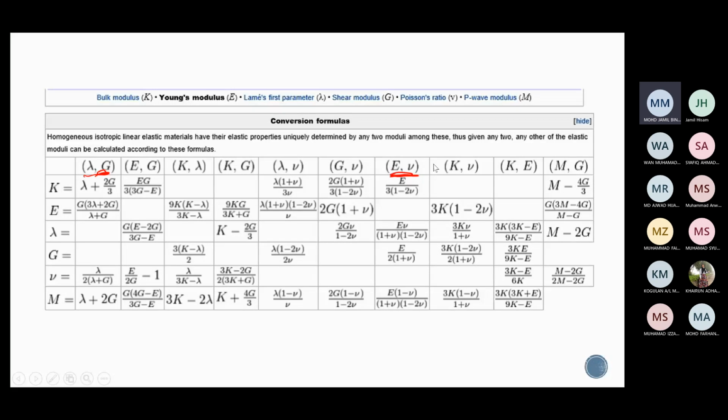But please remember, this is for isotropic linear elastic materials only. So if your material is not isotropic, then the formula will be slightly different, okay? But the conversion formula here is only for isotropic material.